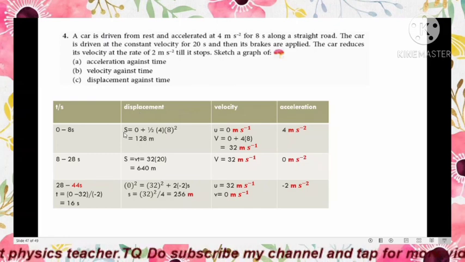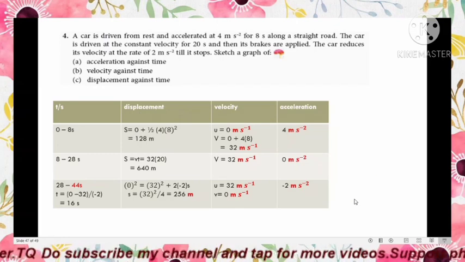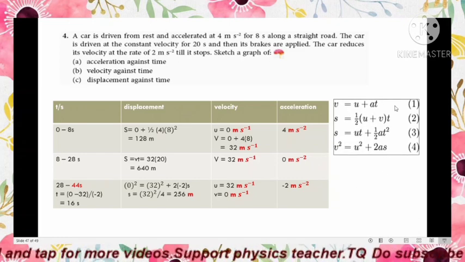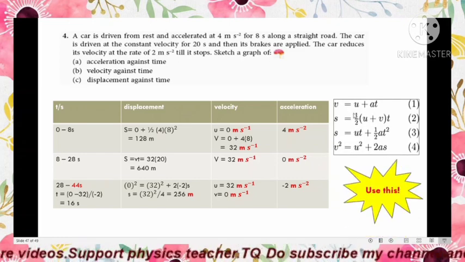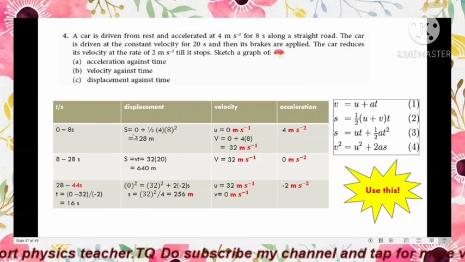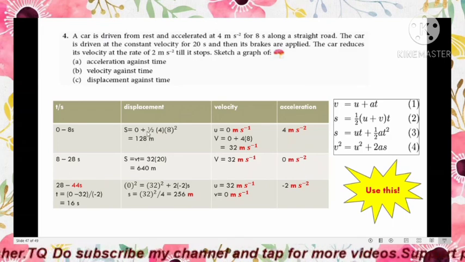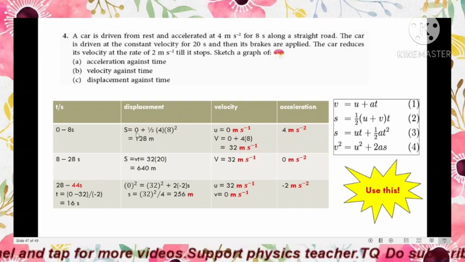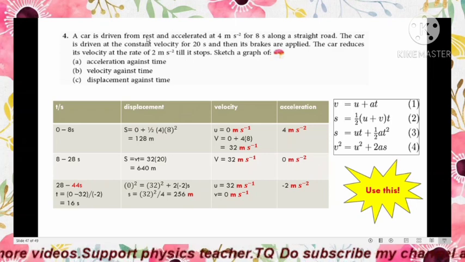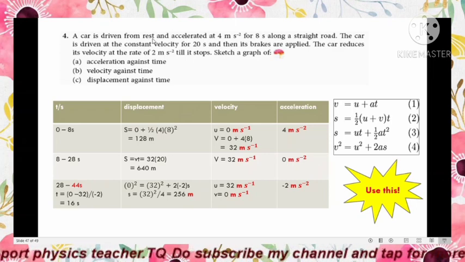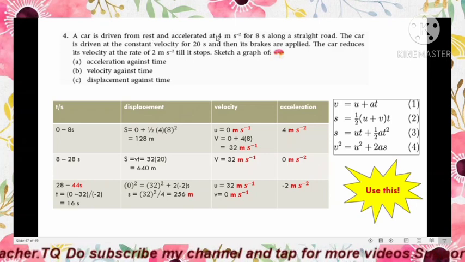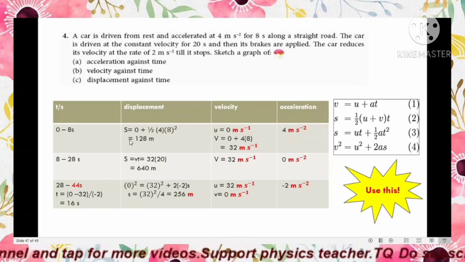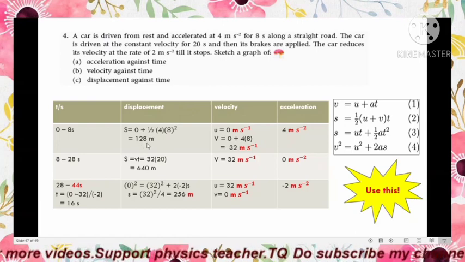To find displacement for this part, which formula do we use? We have 4 formulas. You still remember the linear motion equations. So you need to use this formula: displacement s equals ut plus half at squared, because we don't have the value of v yet. Start from rest, meaning initial velocity 0. Accelerated, so this is acceleration. 8 seconds, this is time. So you calculate, you get s equals 128 meters.